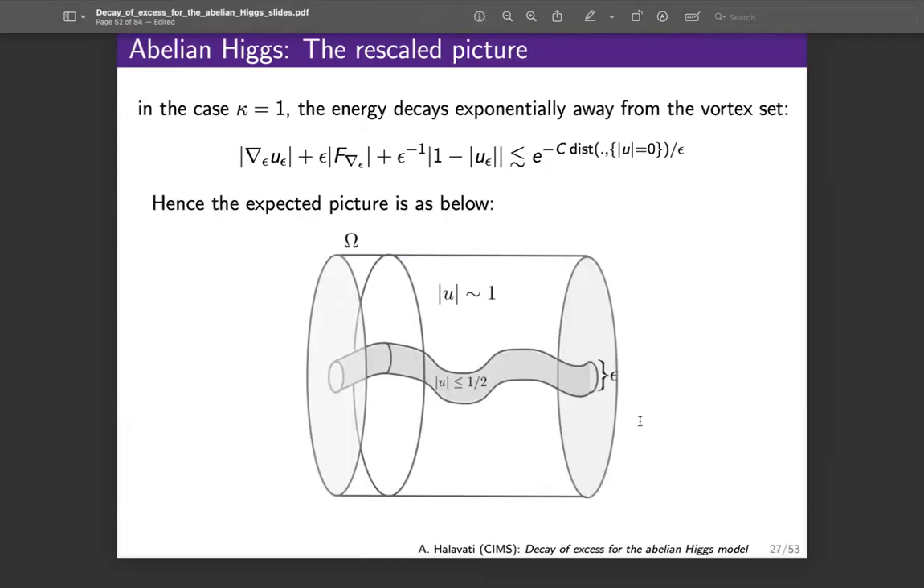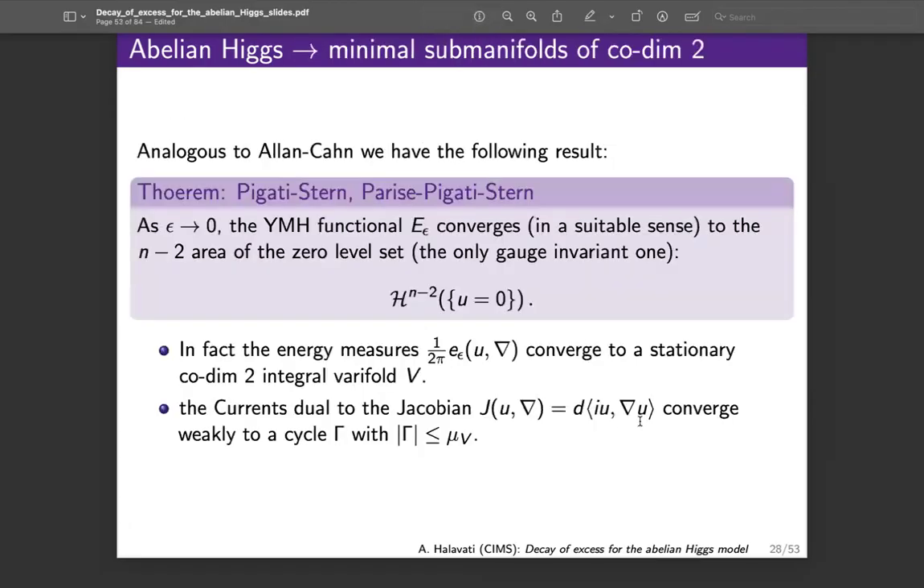And the expected picture, which was the one I showed you before, you get exactly the behavior you were expecting, and you get very good concentration in the vortex set. And analogous to Allen-Cahn, you can actually say that as epsilon goes to 0, these functionals converge in a suitable sense to the n-2 area of the 0 level set, right? So there is the gamma convergence, there is the gradient flow convergence, and there is the convergence of stationary pairs.